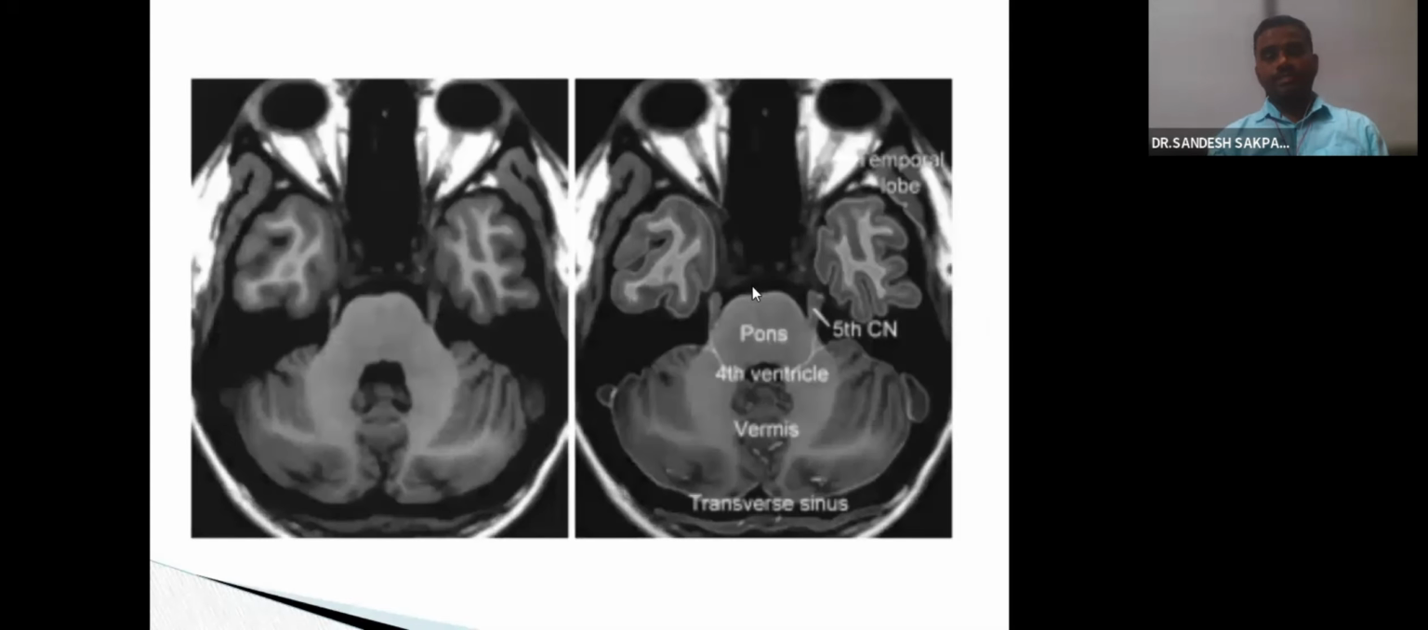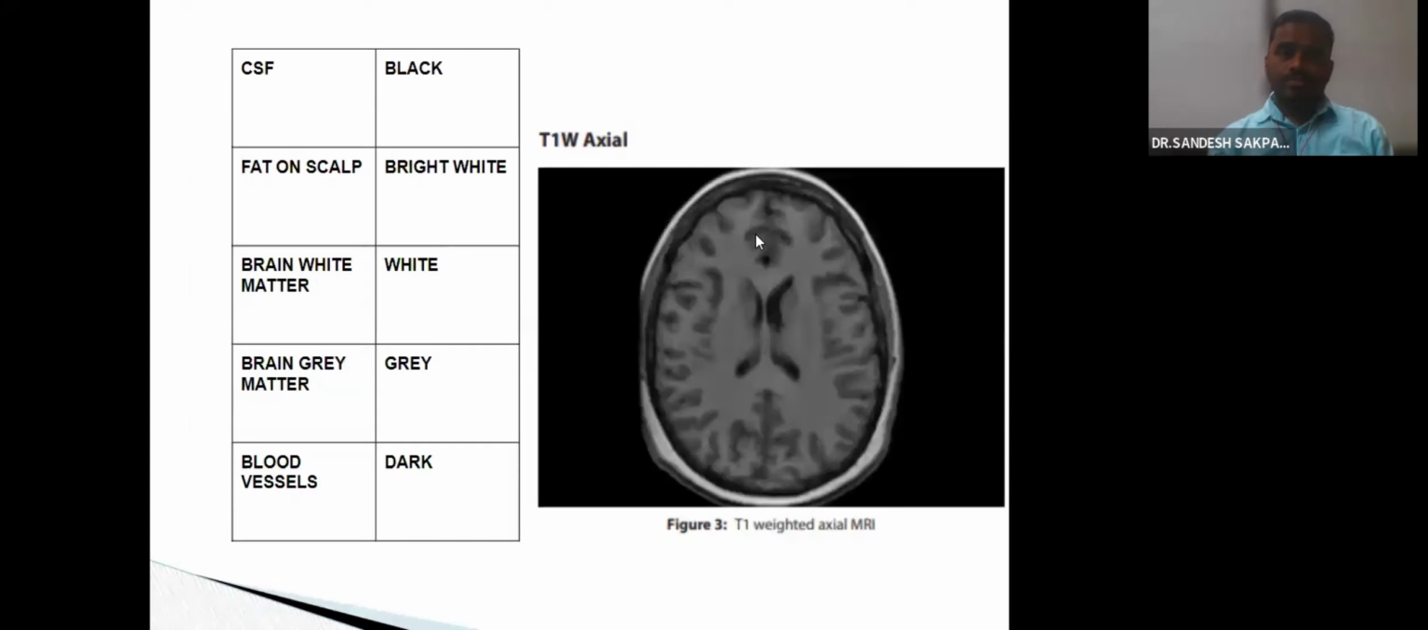Now we have T1 weighted images, as I said, T2 weighted, diffusion weighted images and FLAIR images. So what is it all about? How to identify on MRI? On MRI, in the T1 weighted images, the CSF is always black. So any fluid material is black.